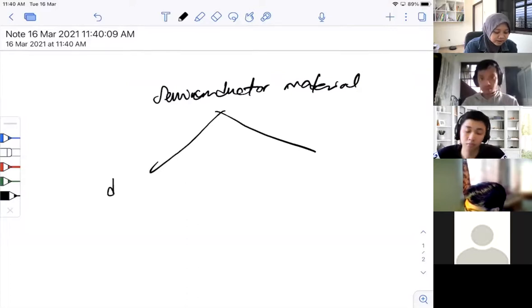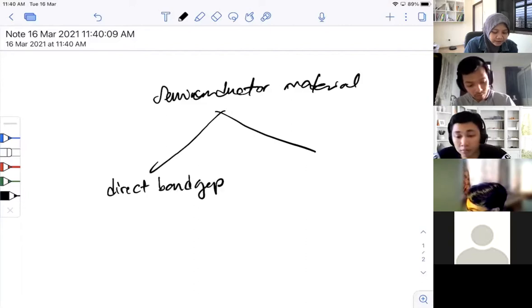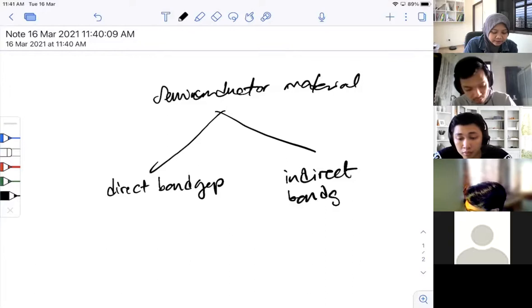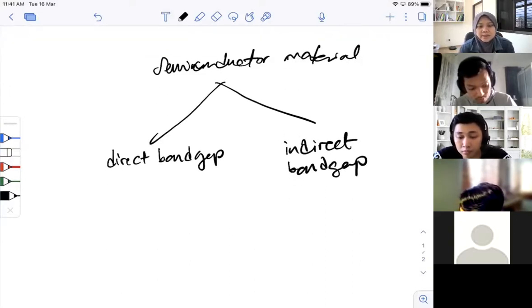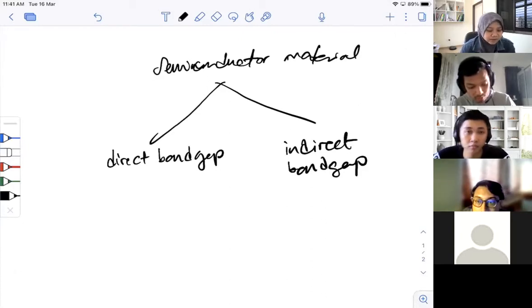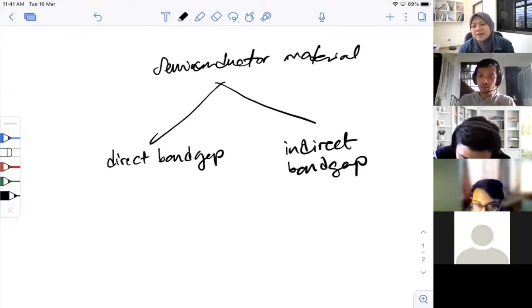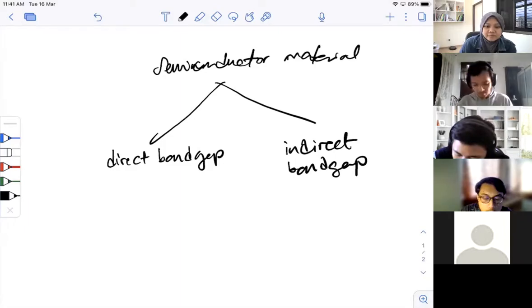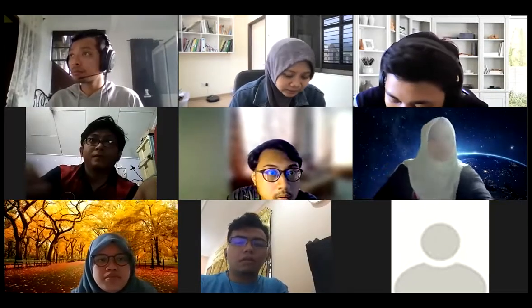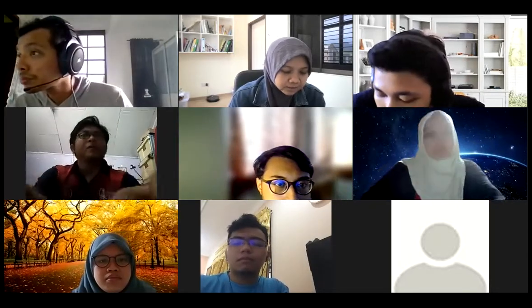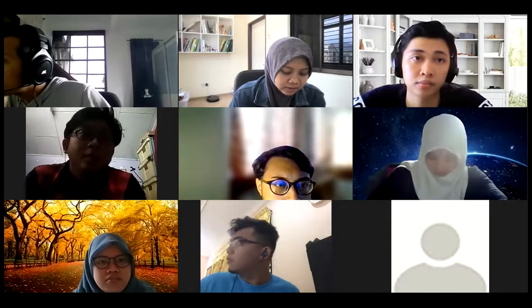Another category is called direct band gap material, and indirect band gap material. So what is it? Direct band gap material is... It's better if I give you one minute to Google what direct band gap material and indirect band gap material are. Do that, and tell me what you got.